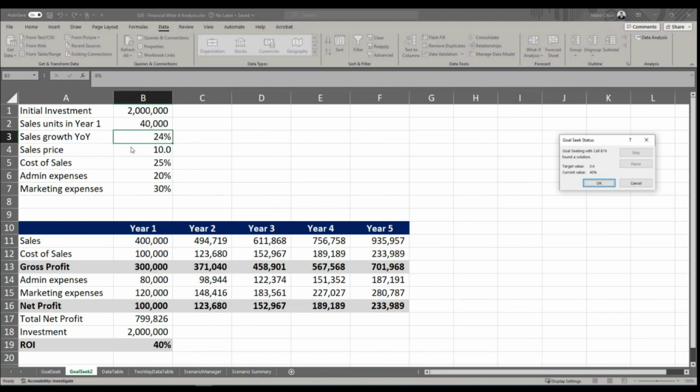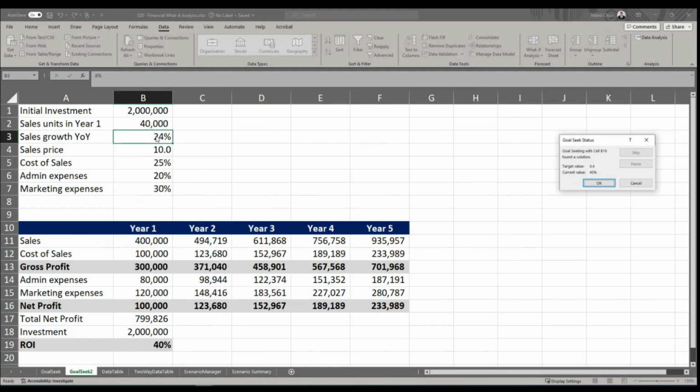I quickly played around with two different scenarios: whether I need to change the sale price from $10 to 13.6, or whether I have to change the sale growth year on year, and what it should be. The first one looks feasible for me. If I increase the price from $10 to 13.6, which is almost a 36% increase, that is feasible.